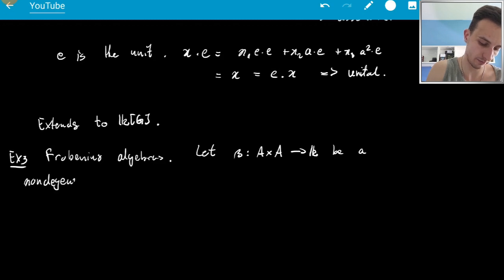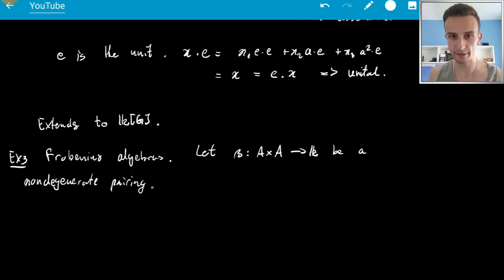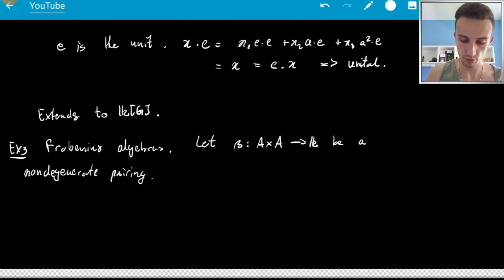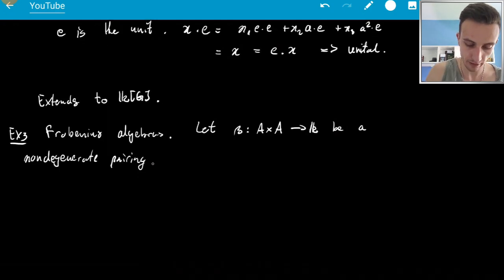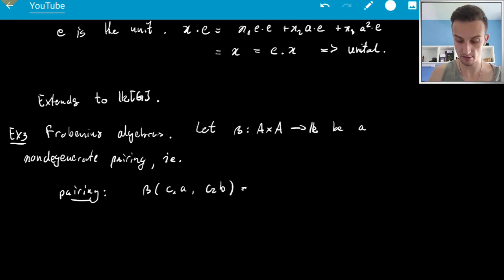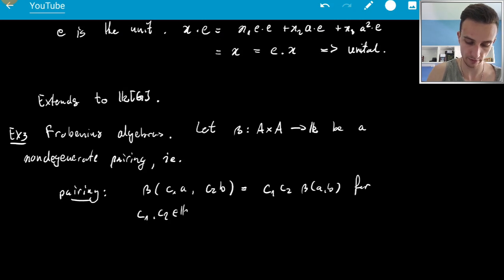non-degenerate pairing. What's a pairing? A pairing is just a bilinear form, i.e. pairing means that beta of c1 a, c2 b is c1 c2 beta of a, b, for c1, c2 in K, a, b in A.